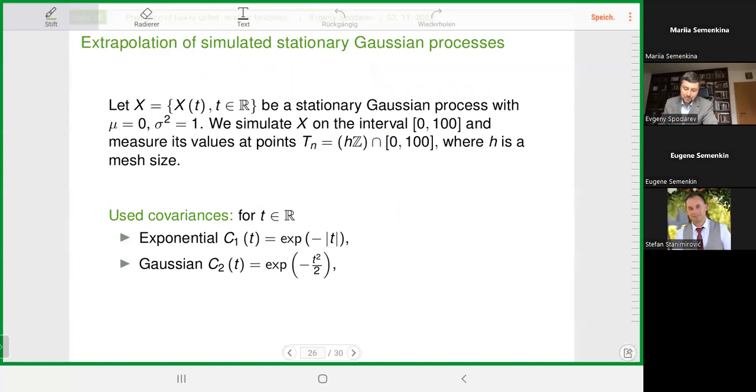We consider a stationary Gaussian process with mean zero and unit variance. We simulate it on an interval from zero to 100 and measure it at some points with step size h. We perform it for two covariance functions: the exponential one, which produces very rough trajectories, and a Gaussian one, which produces very smooth trajectories.